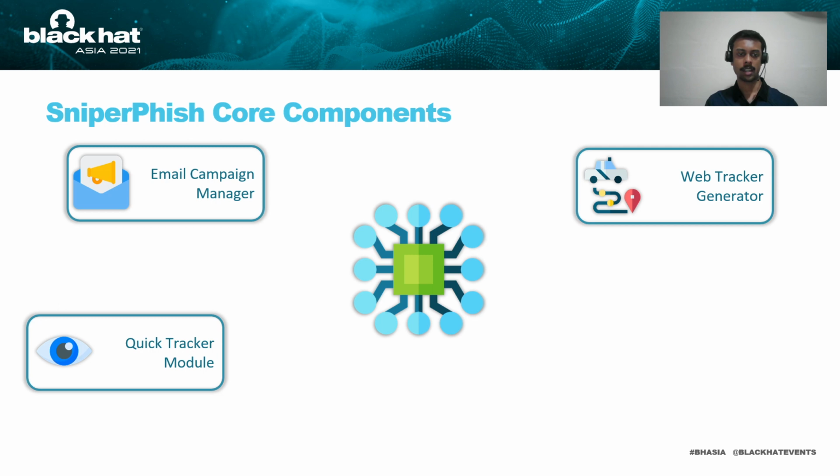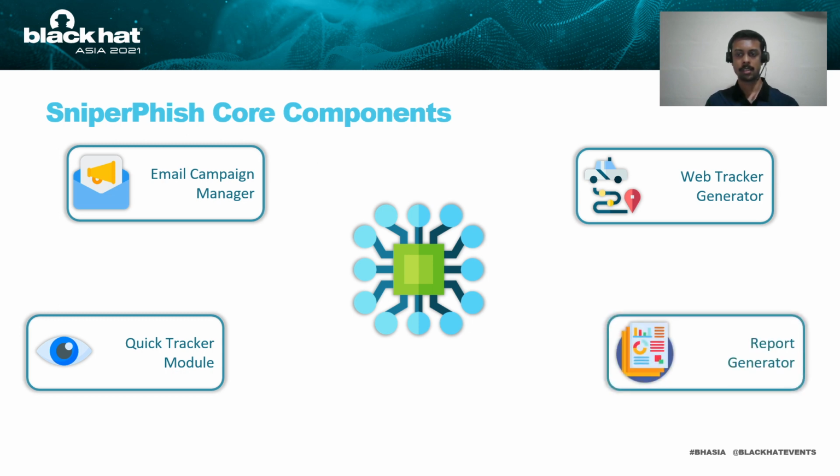The next one is the quick tracker module. As the name indicates, it's a quick tracker module. It works based on an image, so that we can easily embed this image into the phishing email or any phishing website. Once the user opens the email or visits the phishing website, it will be tracked and we can see the data in SniperPhish.